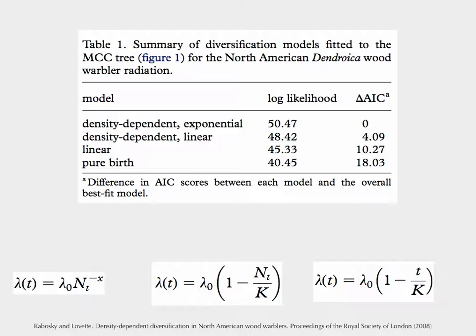And you know, exponential increase. And so we can see, does a pure birth model fit well? This is just not very well at all. So it's not just species evolving independently in this case. So now we know something about how warblers are evolving from just fitting these models.